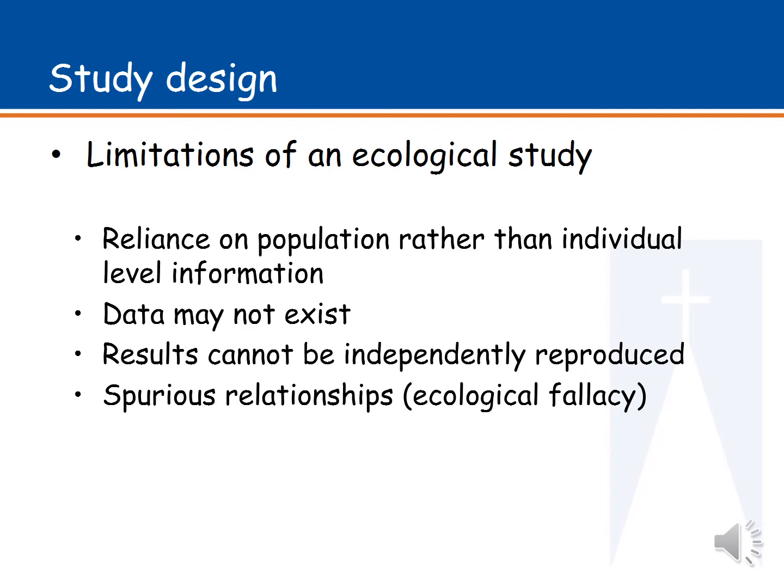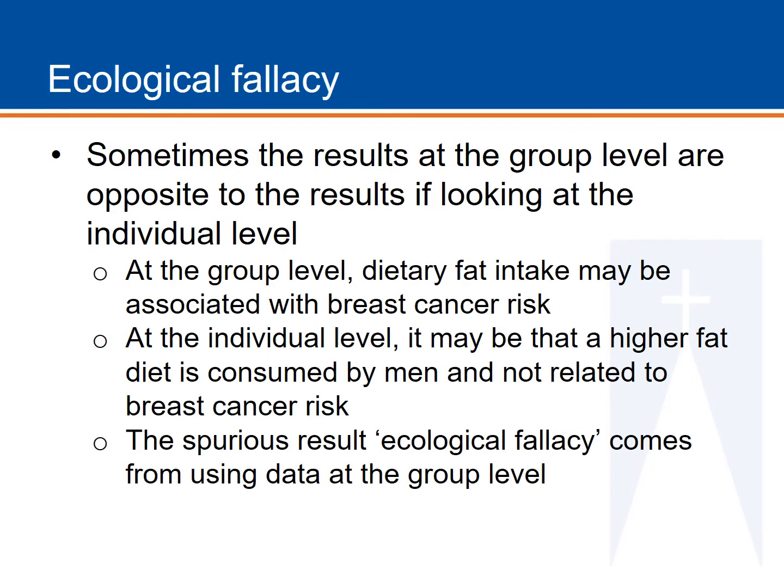And because of that reliance on population rather than individual level information, there's something we call a spurious relationship, and it has its own terminology when it comes to ecological studies. We even call it the ecological fallacy. It's really important that you know about the ecological fallacy because this is the idea that sometimes the results at the group level are opposite to the results when you actually have individual level information.